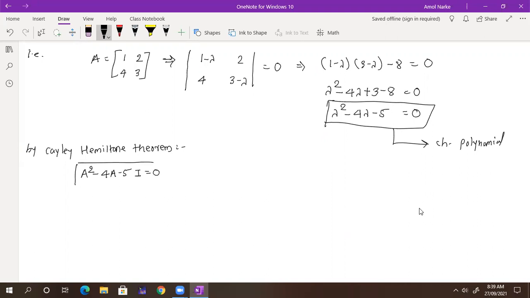So let's verify whether this is true or not. First, what is our A matrix? My A matrix is 1, 2, 4, 3. What is my A square? Can someone tell me what my A square is here?